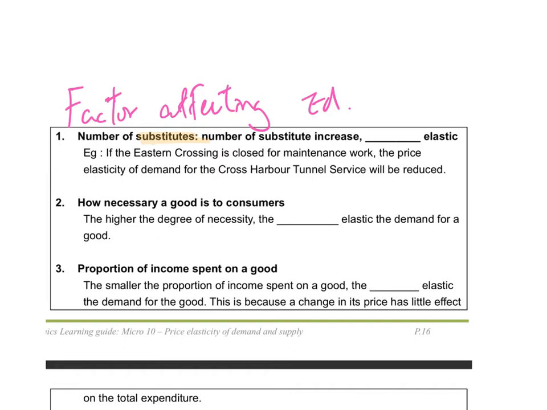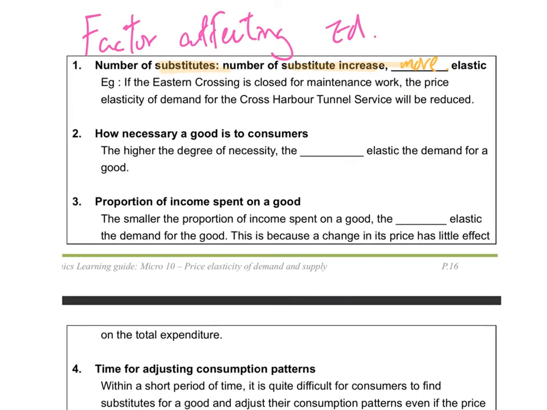Just think about it. When we have a choice, if we are the consumer, the more choice I have, the easier it is for me to change my options. So with more substitutes, our demand will be more elastic. Here are some examples. You can read that.